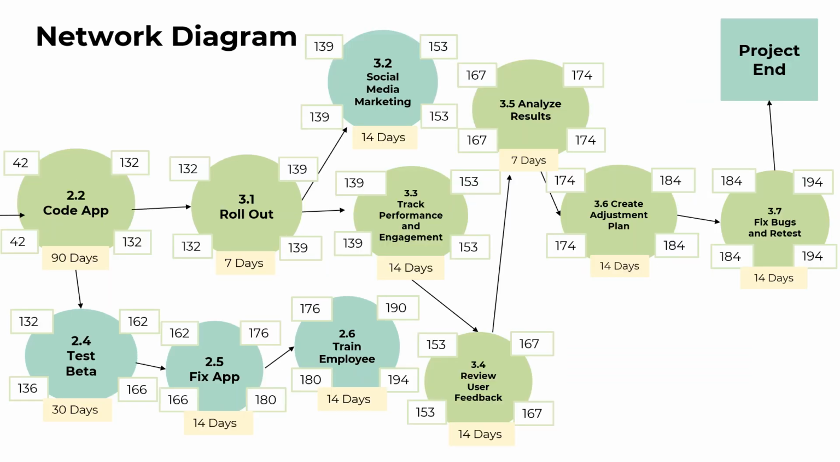On this next page of our network diagram, we'll see the dates continue with 2.2 consisting of 90 days, 3.1 consisting of 7 days, then we'll go to 3.3 consisting of 14 days, 3.4 another 14 days, then we'll analyze those results at 3.5 with 7 days, create adjustment plan at 14 days, and lastly fix bugs and retest 3.7 at 14 days. And then we'll also have 3.2 with 14 days, 2.4 with 30 days, 2.5 with 14 days, and 2.6 with 14 days.